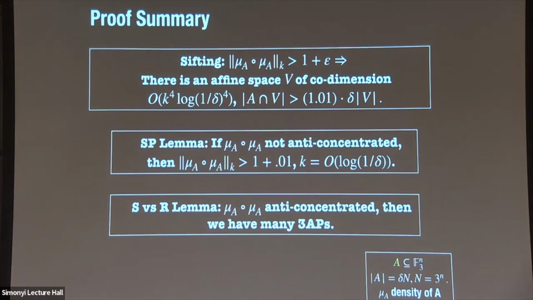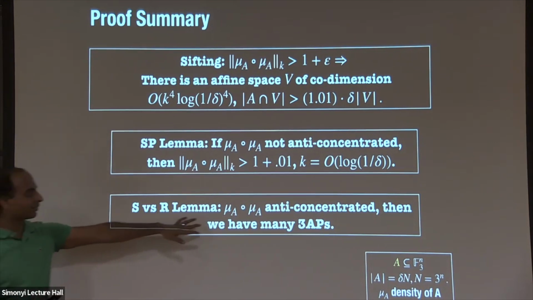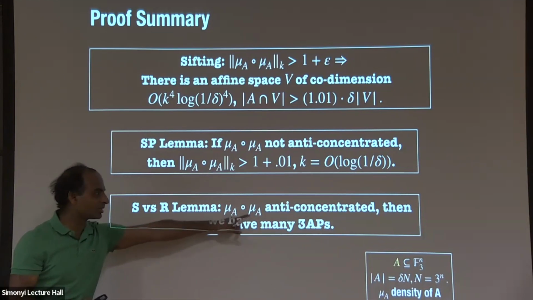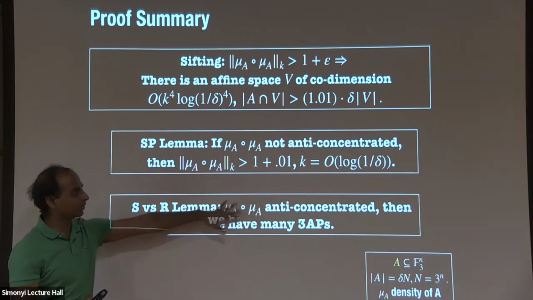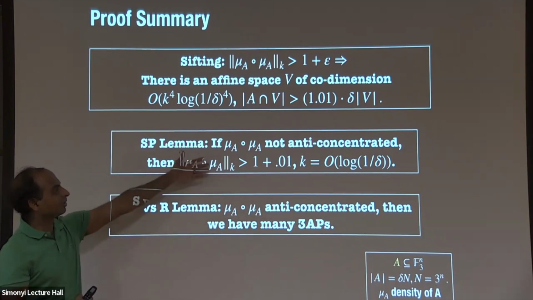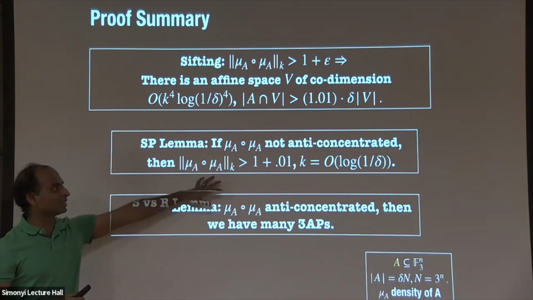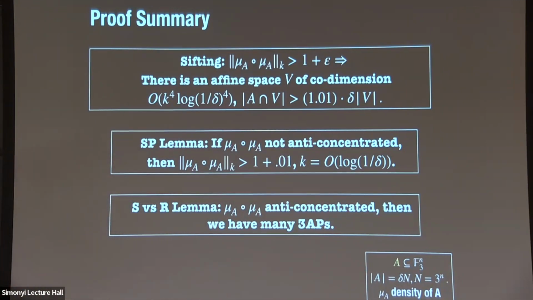And to give the entire proof summary now, we started out from here. If A's difference convolution with A is anti-concentrated, then we get many 3 APs. There's a small star here: you don't actually work with anti-concentration, you work with the K norm, but let's ignore that. And the flip side is if A's difference convolution with itself is not anti-concentrated, then spectral positivity tells us that you actually get many points where you're taking high values. You have upward errors. In particular, the K norm of the difference convolution is at least 1.01, where K is the delta in the definition.